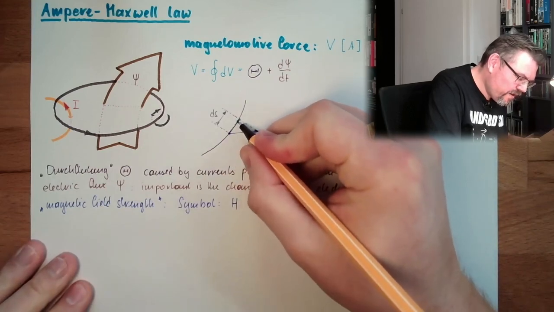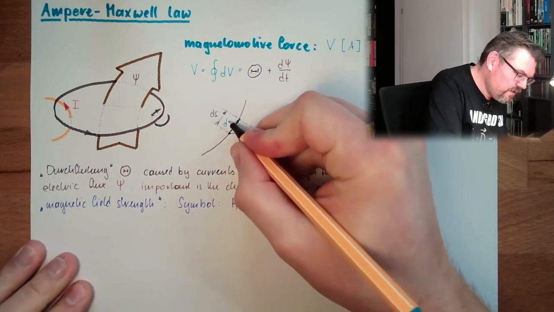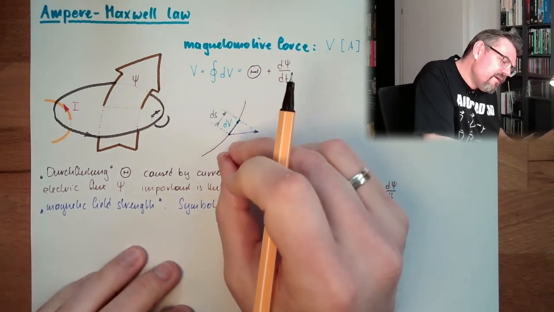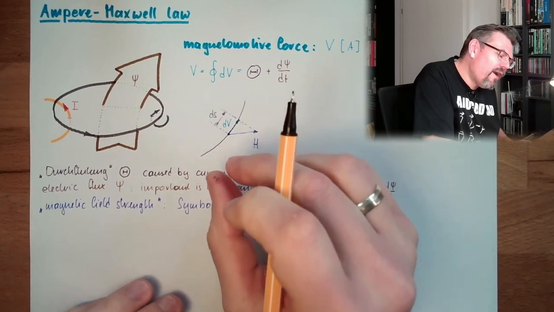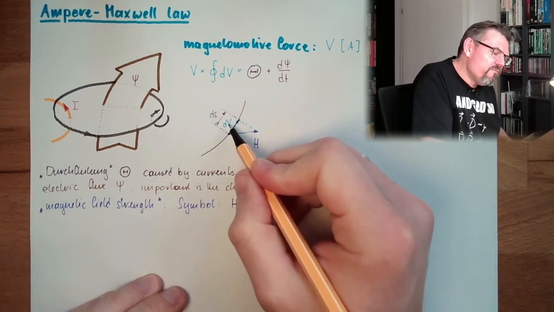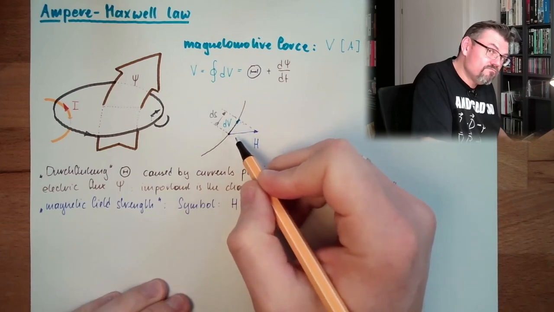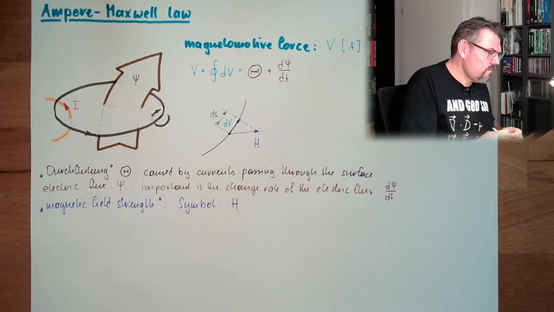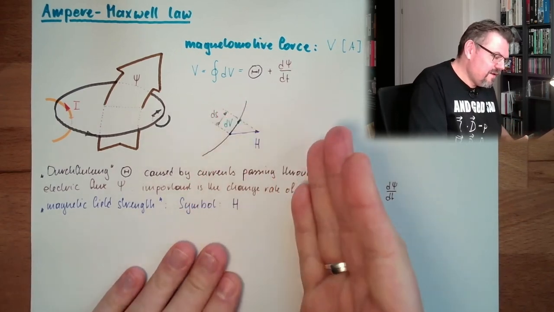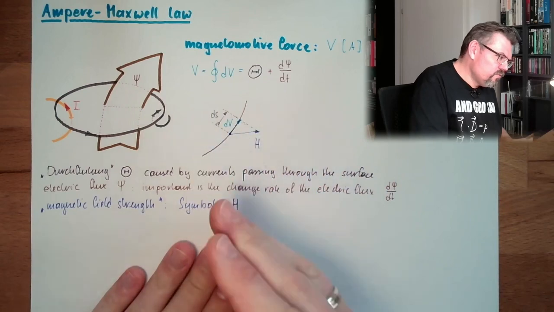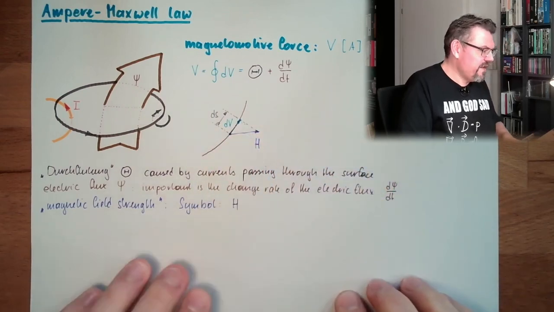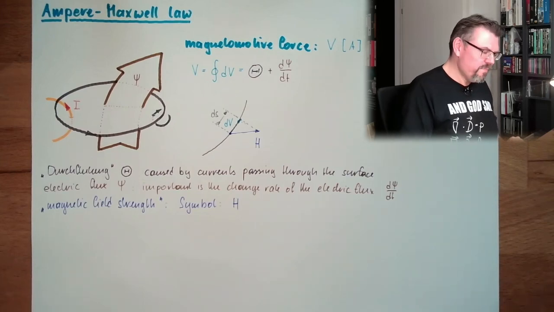Here we have the ds. Here we have dV. So at this little part, infinitesimal small part of my curve, I have an infinitesimal small part of my magnetomotive force. Alright? And how to go from our field strength to the magnetomotive force?